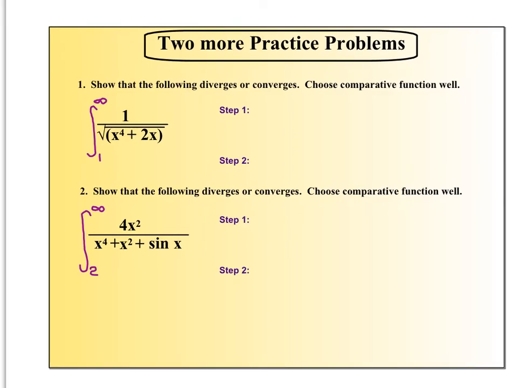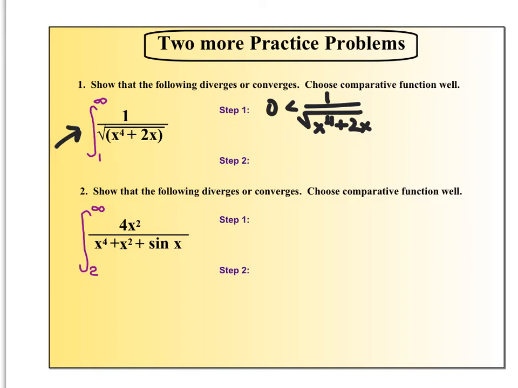Okay, so now here comes the hard step, right? And actually it's not that bad at all. How do I pick functions? I think that this function here, I think the area under that curve is convergent. Well, step one is to come up with what that other function is. So I've got square root of x to the fourth plus 2x.